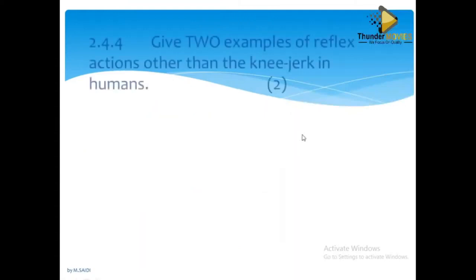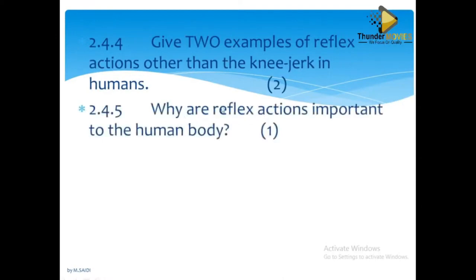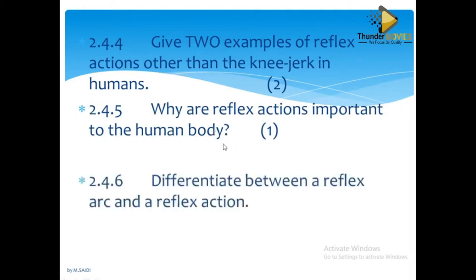Then give examples of the reflex action other than the knee jerk. We say that blinking of the eye is also a protective measure. Withdrawal of the hand from a hot object is also another protective measure. Why are reflex actions important? They bring about the protection of the body from danger, since they are very fast in reacting. Then differentiate between the reflex action and the reflex arc. The reflex arc is the path traveled by the impulse in bringing about the reflex action, and the reflex action is a rapid automatic response to the stimulus.